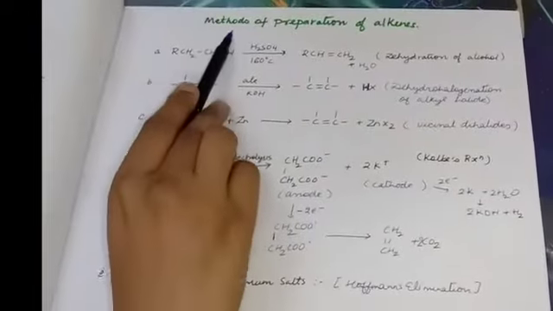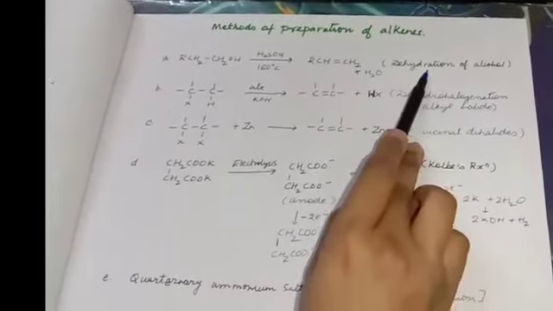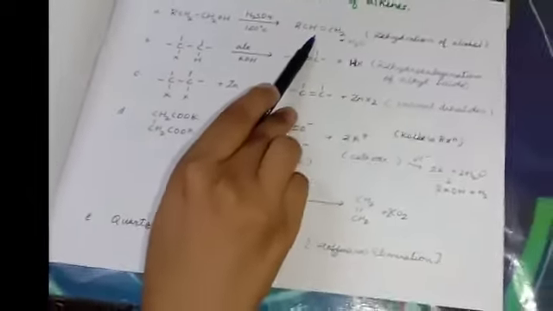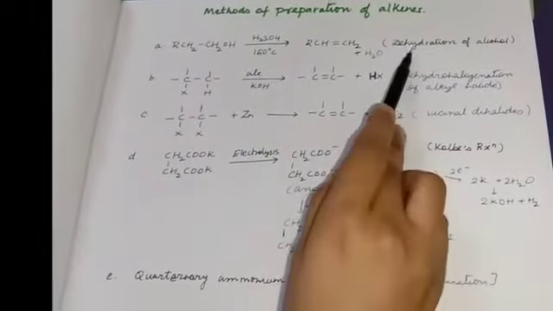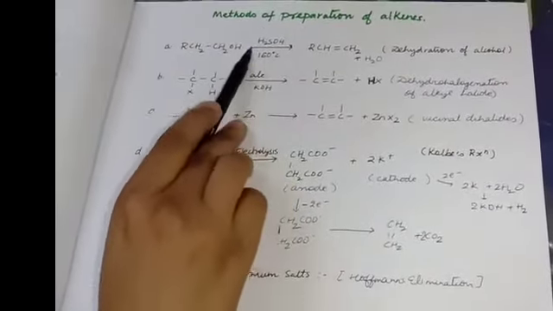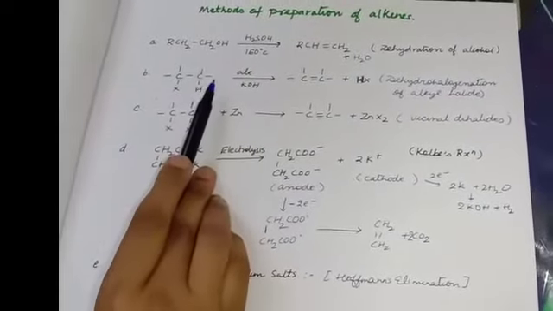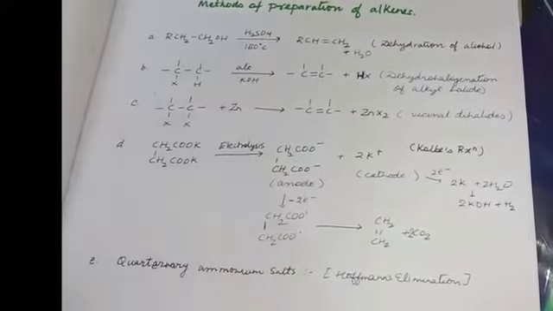So then comes the methods of preparation of alkenes. The first is the dehydration of alcohol. Alcohol can be converted into alkene by the elimination of water. This is known as dehydration, and it takes place in the presence of dehydrating agents such as H2SO4, P2O5, H3PO4, etc., at very high temperature.